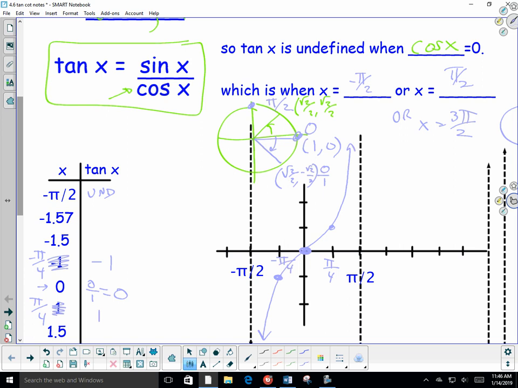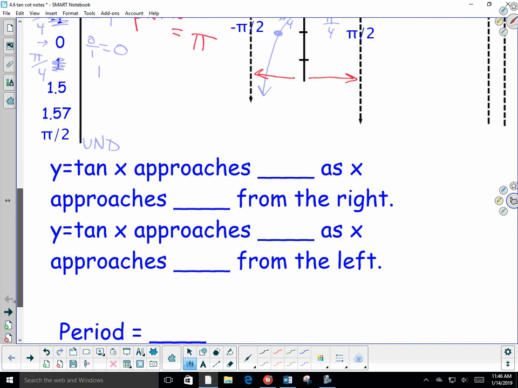And that whole pattern is going to get repeated every how many units? How wide is this pattern? It goes from here all the way to here. What's that width from negative pi over 2 to pi over 2? That width is pi. So the period for the tangent function is going to be pi, not 2 pi like with sine and cosine.